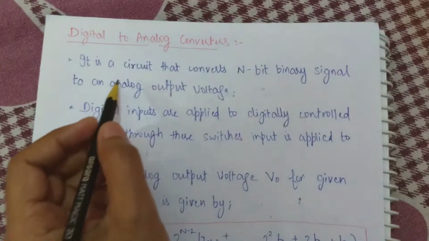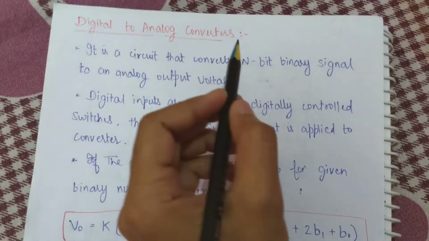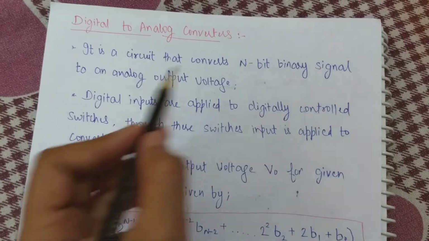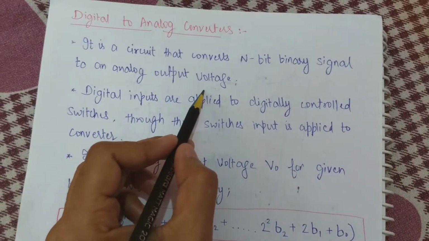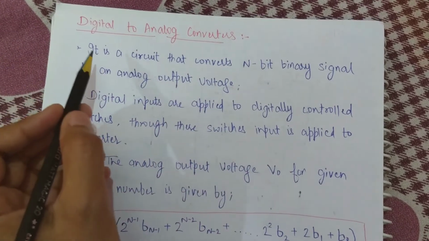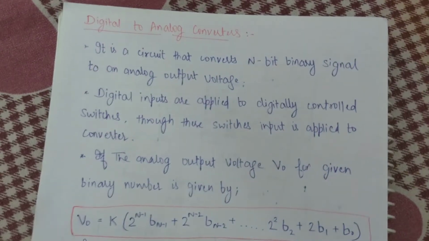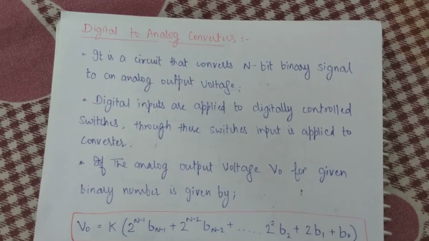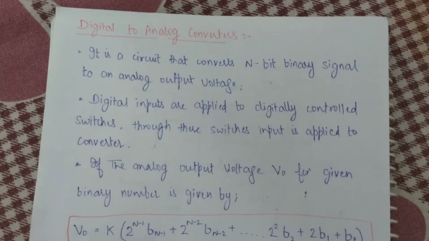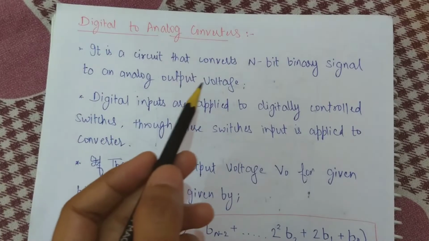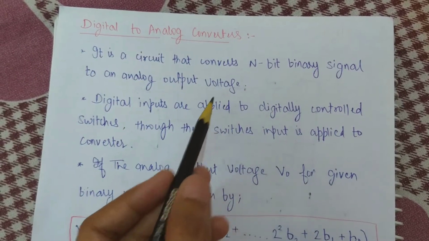Now what is digital to analog converter? It is a circuit that converts n-bit binary signal to an analog output voltage. We know that digital input is in the form of bits 1 or 0. So you will apply your given data in the form of 1 or 0 and it will convert it into corresponding analog output voltage. Okay.